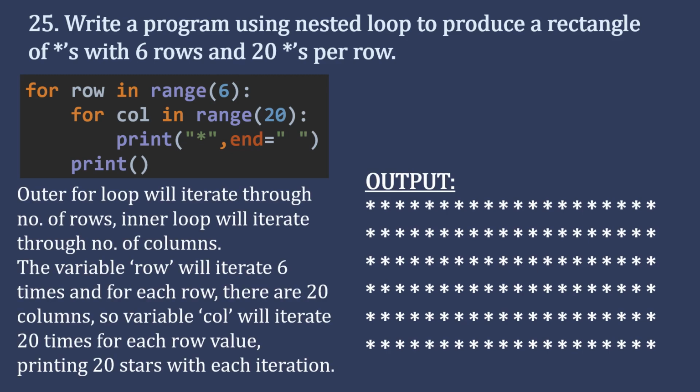So you can see the output is like this. Here your outer for loop will iterate through the number of rows and inner for loop will iterate through the number of columns. The variable row will iterate 6 times, and each row is having 20 columns, so variable column will iterate through 20 times for each row value. So like this we'll get the output.